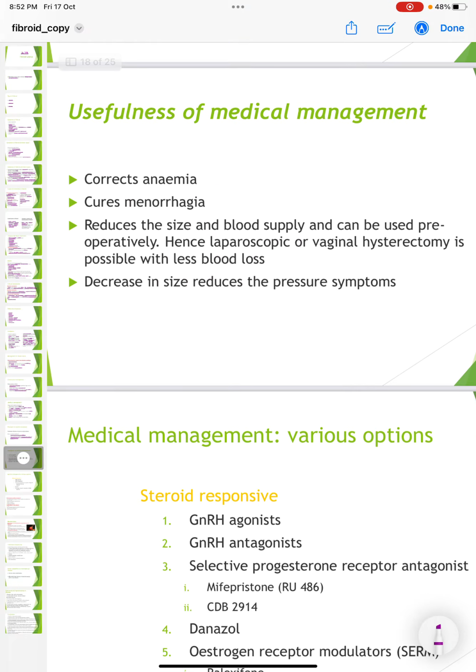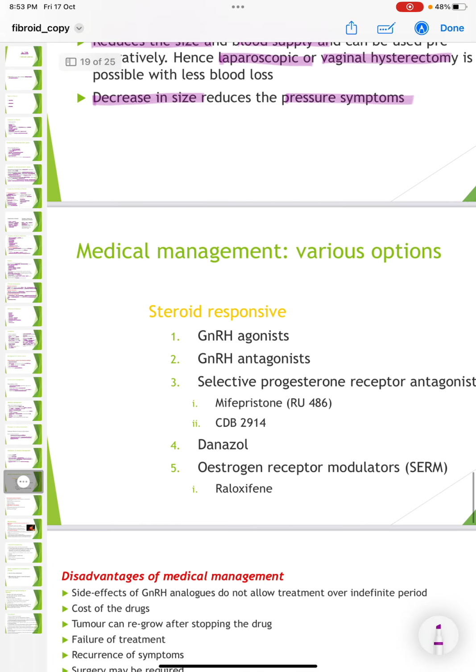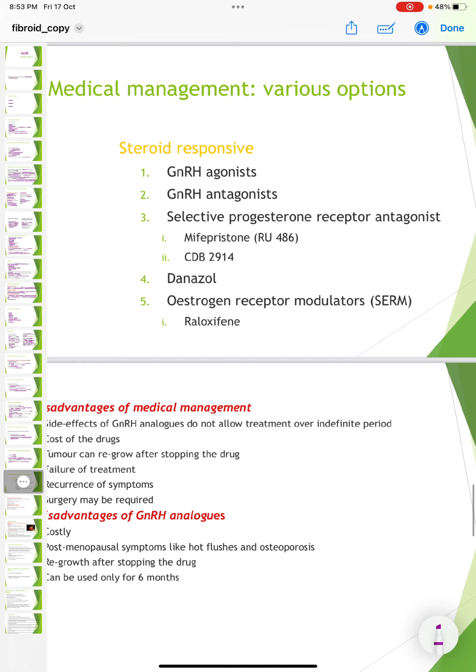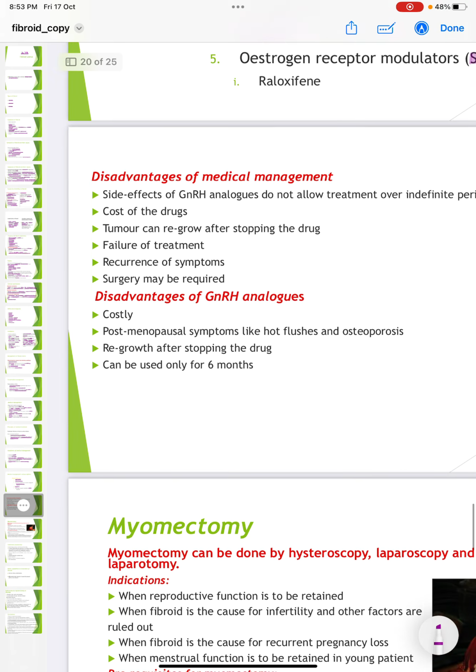So the usefulness: you can correct the anemia and correct the menorrhagia. We can even reduce the size of the fibroid and its blood supply preoperatively. So the route of surgery changes, for example to laparoscopy or vaginal hysterectomy, and it decreases the size and reduces the pressure symptoms. The steroid responsive treatments are GnRH agonist, antagonist, selective progesterone receptor modulator, mifepristone, then danazol, then estrogen, and selective estrogen receptor modulator, that is ormeloxifene actually.